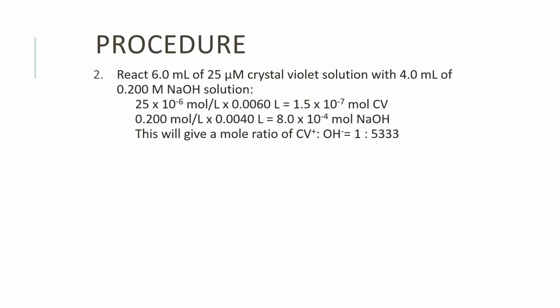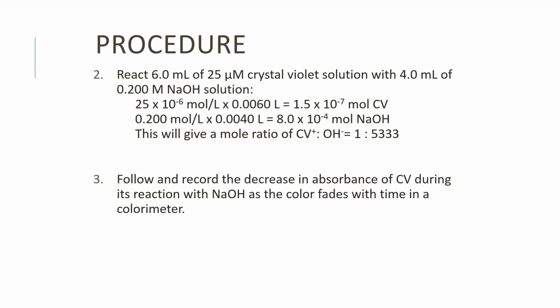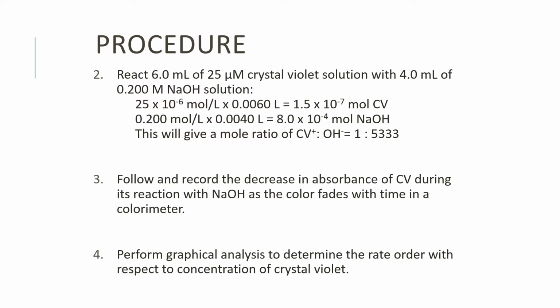Procedure. React 6 mL of 25 micromolar crystal violet solution with 4 mL of 0.2 molar sodium hydroxide solution. The calculations for the molar ratio are shown below. Follow and record the decrease in absorbance of Cv during its reaction with NaOH as the color fades with time in a colorimeter. Then perform graphical analysis to determine the rate order with respect to concentration of crystal violet.